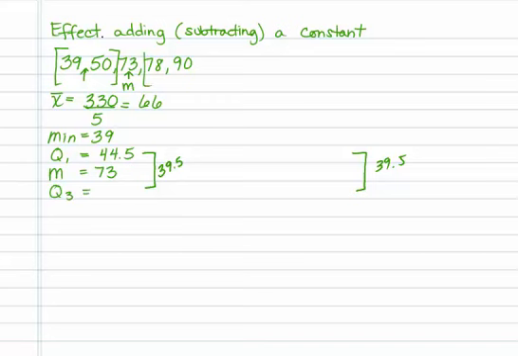The third quartile is the average between 78 and 90. I believe that's 84. Let me just double check. Okay. And the maximum is 90. And I do want to go one step further, and I want to find the standard deviation. The standard deviation is that one where we have to make a chart.